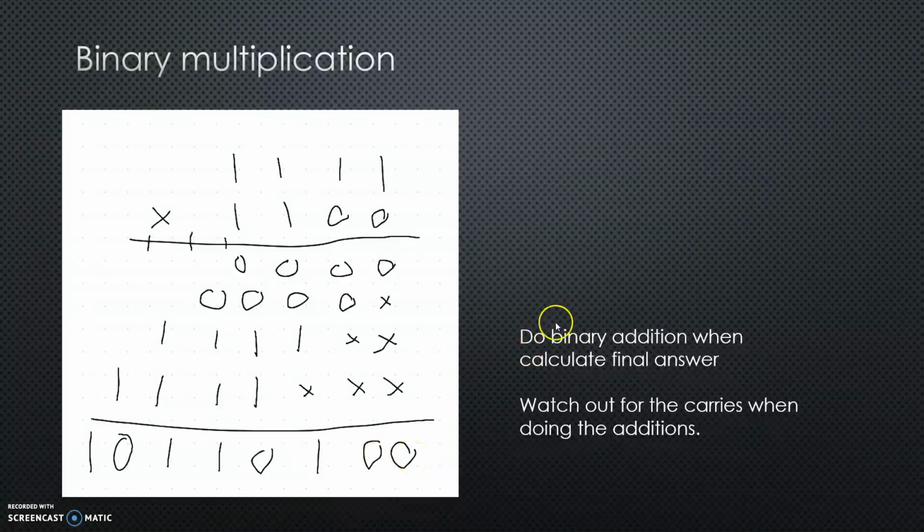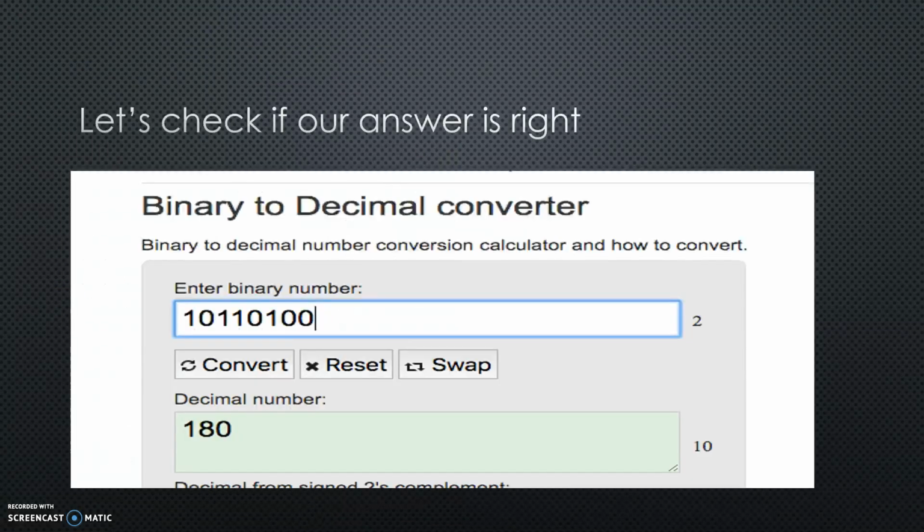As I said, when we add them together, we use binary addition, so we have to watch out for the carries after we get all the partial products. After this, we want to check if our answer is right or not. I put the binary result into a binary to decimal converter to see if our answer is correct. We got 180, the same number we got in the decimal multiplication. So yeah, we got it.